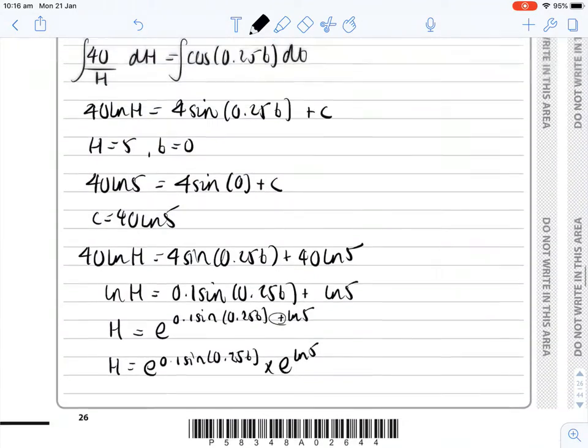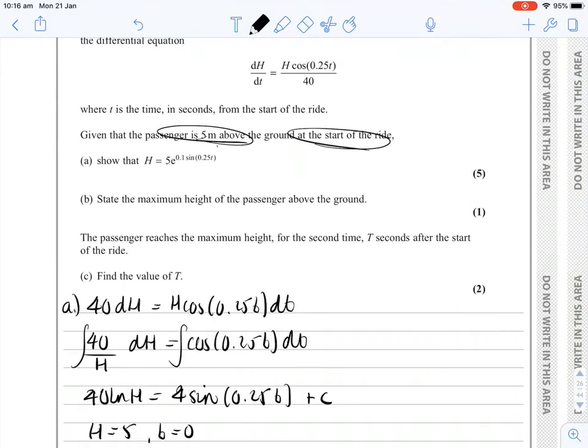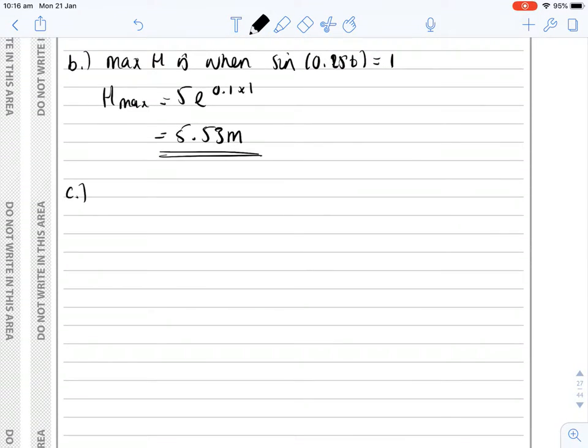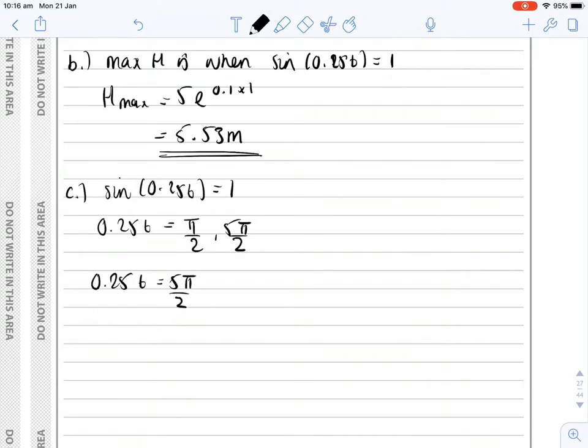Part C asks us, the passenger reaches maximum height for the second time t seconds after the start of the ride. Find the value of t. So what we know is that sin 0.25t is equal to 1. And so inverse signing that gives us 0.25t values of pi over 2 and 5 pi over 2. Now, because we're looking for the second time, we are saying that 0.25t must be 5 pi over 2, and so therefore t is 10 pi, and t is 31.4.